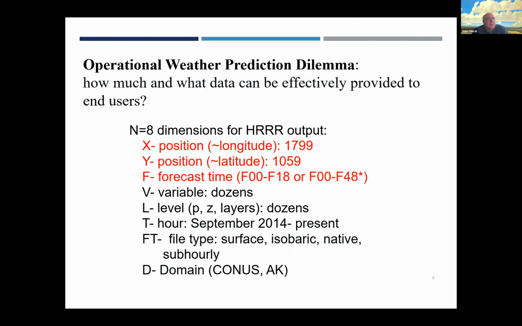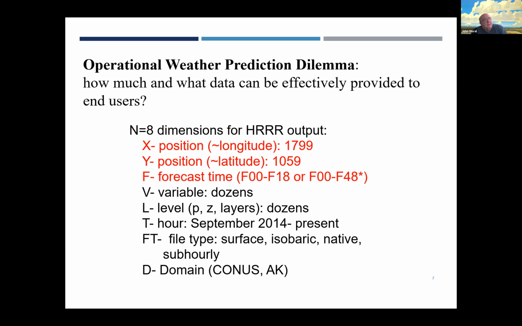So we're dealing with, just for the HRRR, kind of an 8-dimensional problem. So we've got the positions, forecast time, which itself is somewhat complicated because it's out to 18 hours, except for 4 times a day where it goes out to 48 hours. Lots of variables, lots of different ways to characterize that data on levels. And then again, it started back in 2014 and continues to the present, and will continue for a couple more years before it's replaced by a different modeling system.